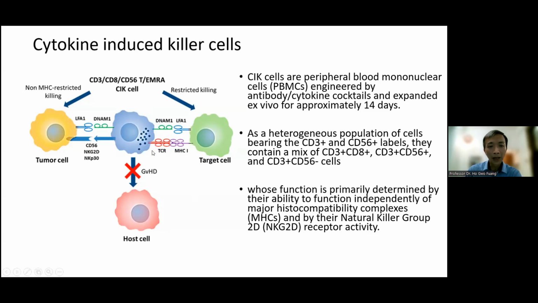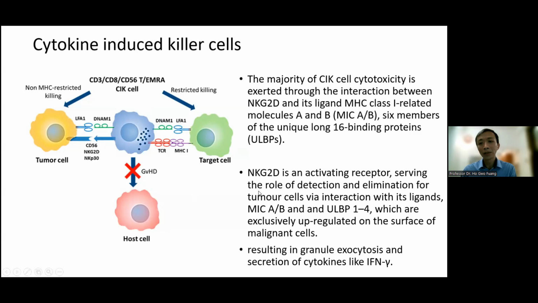So this is the MHC restricted killing, with the T cell receptor interacting with MHC type 1 on the target cell. That's the T cell MHC restricted killing, and this is the natural killer cell-like killing, which is the NKG2D, so CD56, interacting with the receptor targets. The targets for the NKG2D receptor are mainly MHC class 1 related molecules, which are called MIC A and B. Also, the unique long binding protein, ULBP.